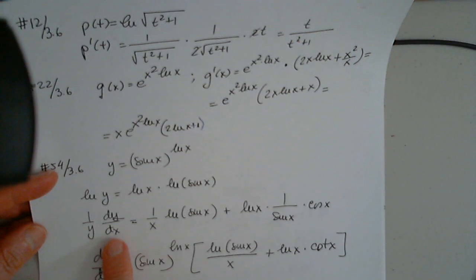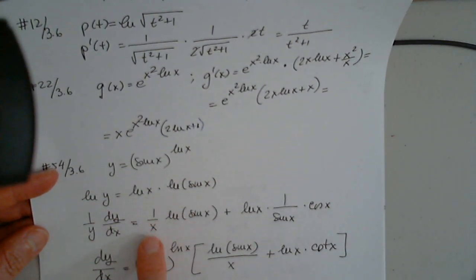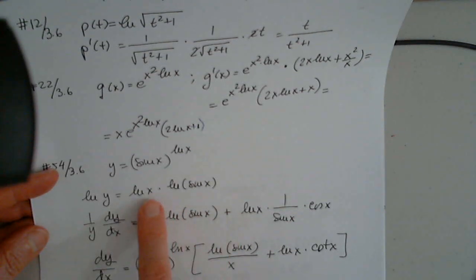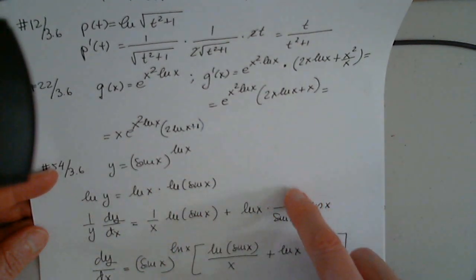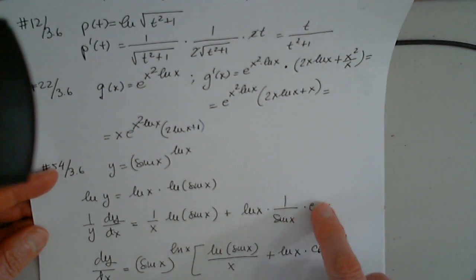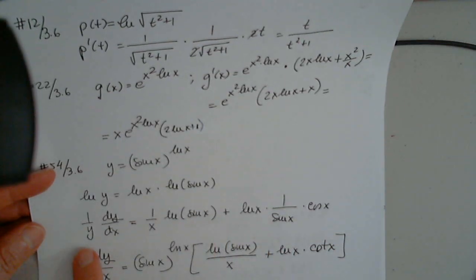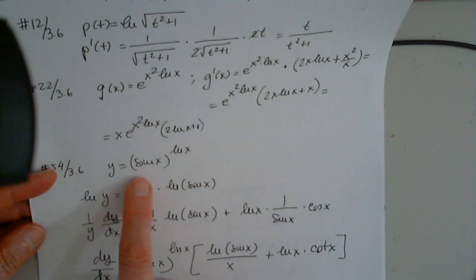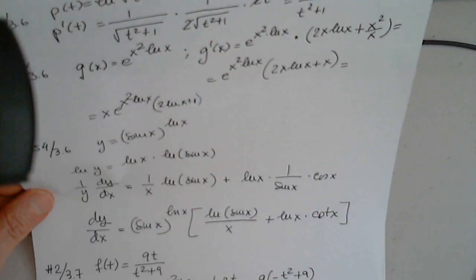And now implicit differentiation: 1 over y dy over dx plus, we differentiate natural log, copy the second function, plus copy the first, differentiate the second. Natural log prime is 1 over sine times sine prime, which is cosine. Cosine over sine is cotangent. I copied natural log, I copied this function, and I multiply both sides by y in the form of sine x raised to natural log x.